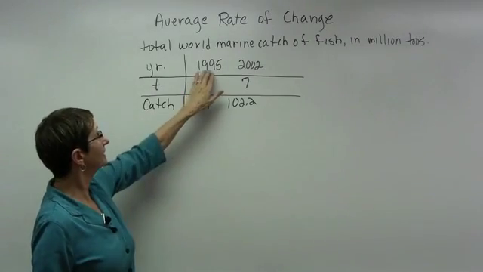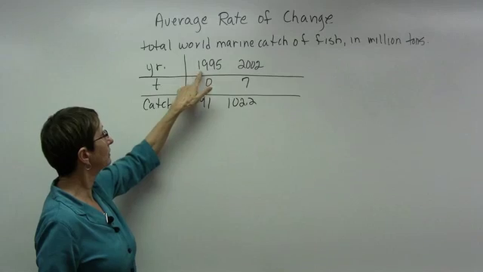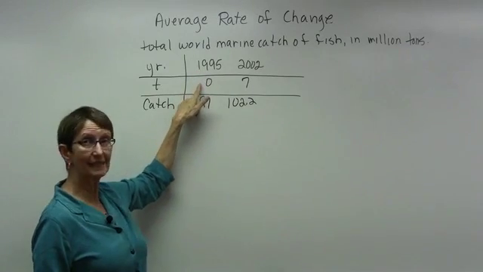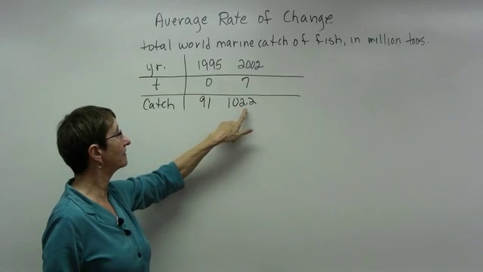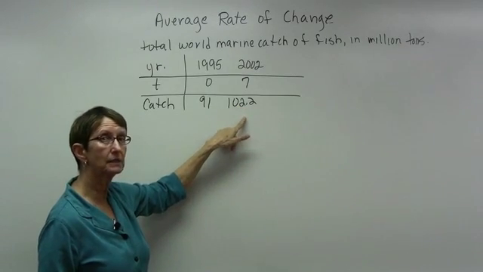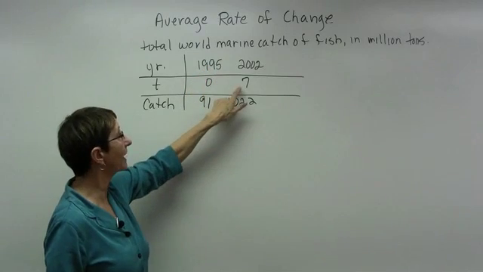And we found out that in 1995, there were 91 million tons. Now I'm going to align the data and start at 0. In 2002, we have 102.2 million tons. And that is 2002 minus 1995 is year 7.